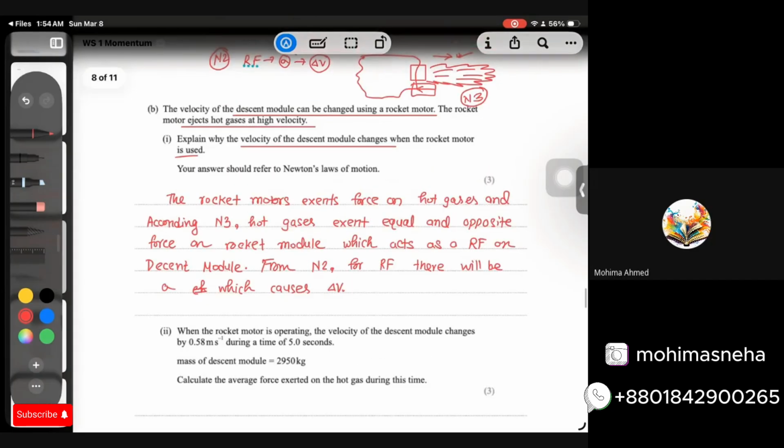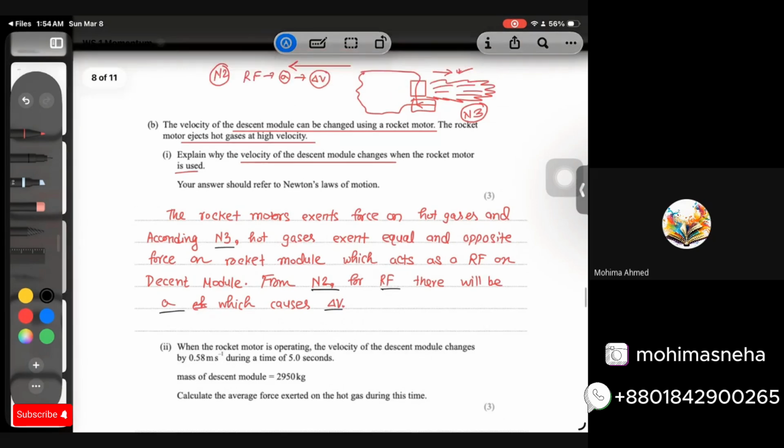Okay, you know how I have used so many symbols in this answer: N2, N3, RF, A, delta V. You cannot use them in your answer. Make sure you write them in detailed words. Is this clear? Do you understand all these symbols over here? Yes, I got it. Okay, then.